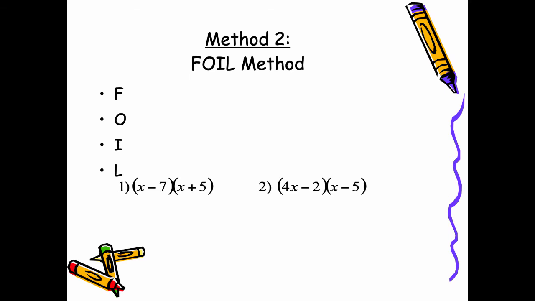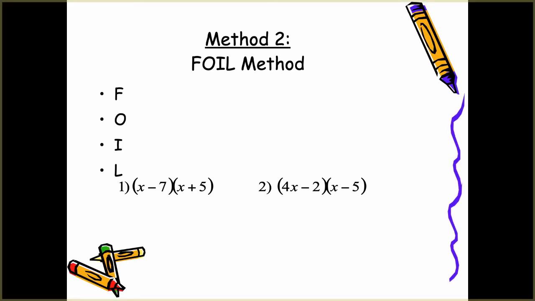Another way to do it is by what we call the FOIL method. This is just a mnemonic to help you learn how to use the distributive property. Basically, the FOIL method technically only works for binomials, but the concept behind it works for everything. All right, so FOIL, what does it stand for?